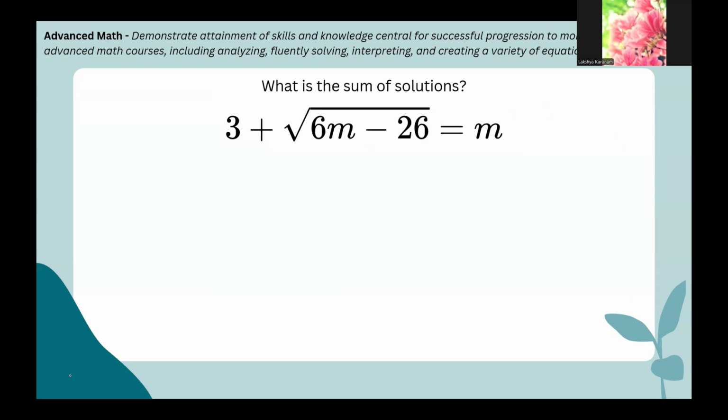All right, what are the sum of solutions? So all this is asking you to do is the same thing as before. You want to find the solutions, and then once you find all the numbers, you want to add them together. That's all. That's the only extra step here.